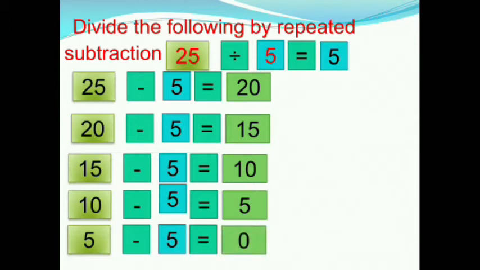How many times did we subtract? Yes, we subtracted 5 times. Therefore, 25 divided by 5 is equal to 5. Therefore, division is repeated subtraction of the same number from the given number.